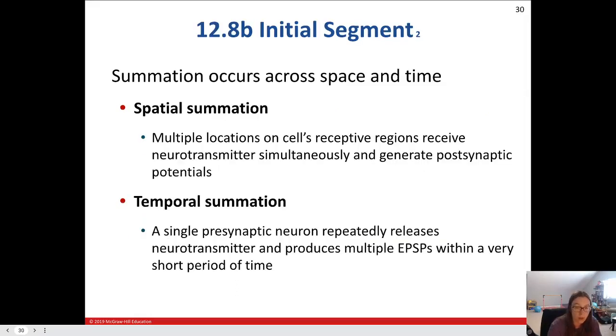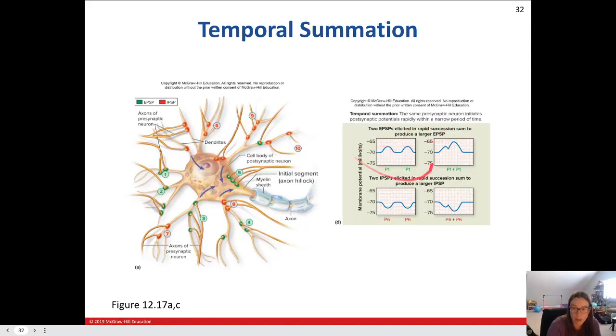Then the next type is temporal summation, in which temporal, think of time, and this is going to be one single presynaptic neuron repeatedly releasing neurotransmitters and producing multiple EPSPs within a very short period of time. And so this is a little bit of that example here, although it's hard to show. It's only one of these, like say it's just number 1 or just number 7, and that one is sending multiple little short bursts. And in reality, both of these are happening together. So you'll usually have both spatial and temporal summation happening together.